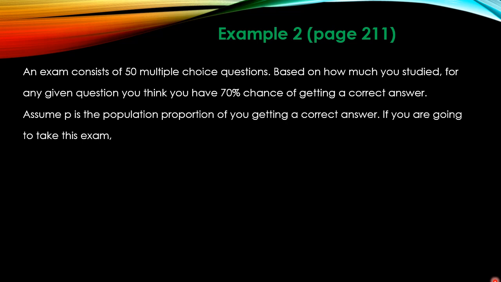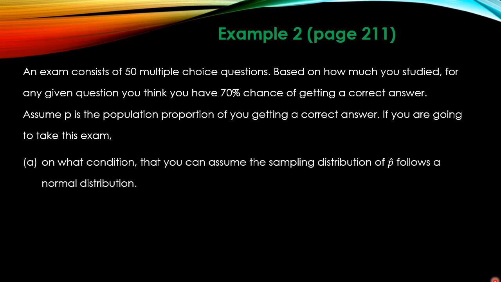Example 2, an exam consists of 50 multiple choice questions based on how much you study. For any given question, you think you have a 70% chance of getting a correct answer. Assume p is the population proportion of you getting a correct answer if you are going to take this exam. Okay, on what condition can you assume that the sampling distribution of p hat follows a normal distribution?